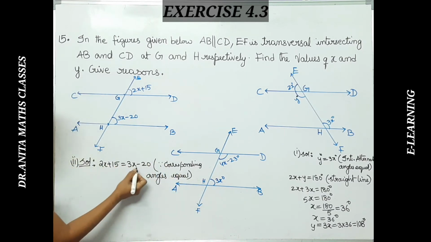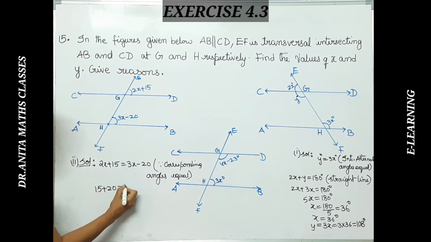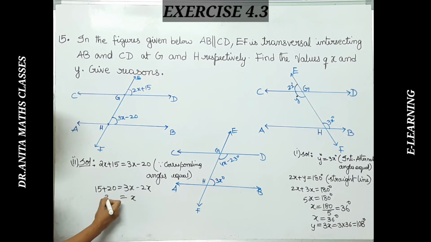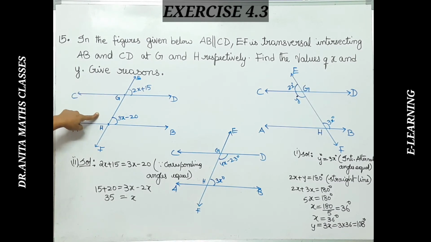Shift this x to this side and this to here. So 15 plus 20 is equal to 3x minus 2x. That is, x is equal to 35. We got the x value and there is no y here, so only x. x is equal to 35 degrees.